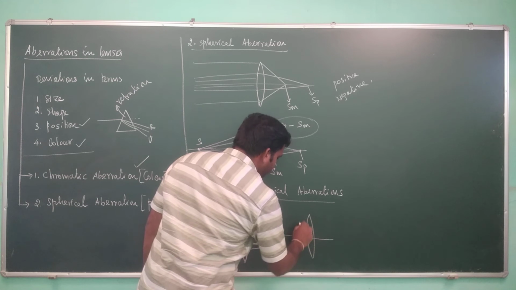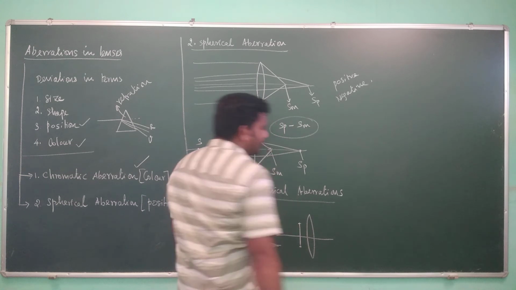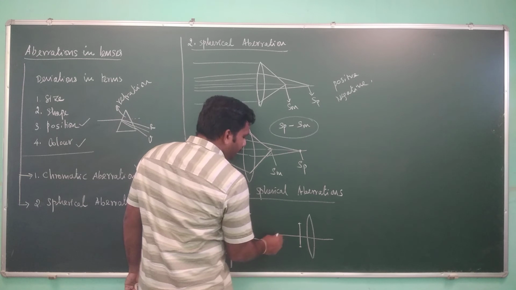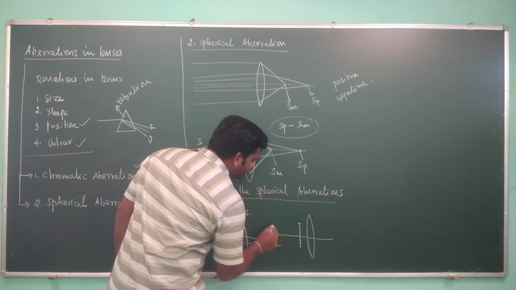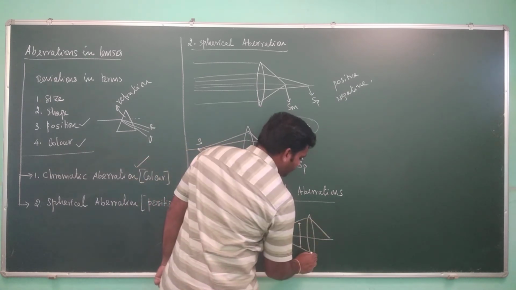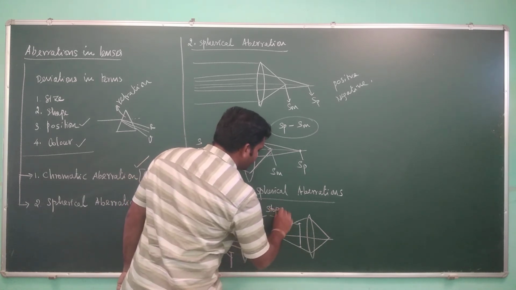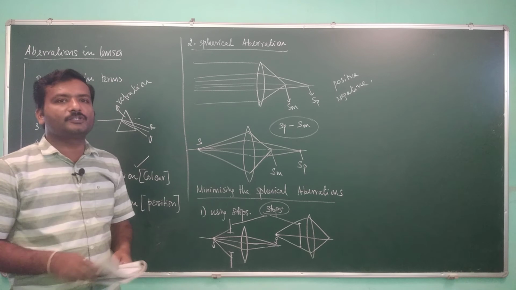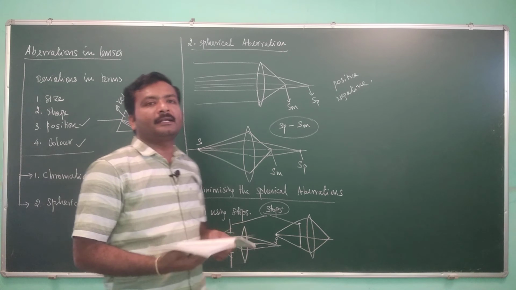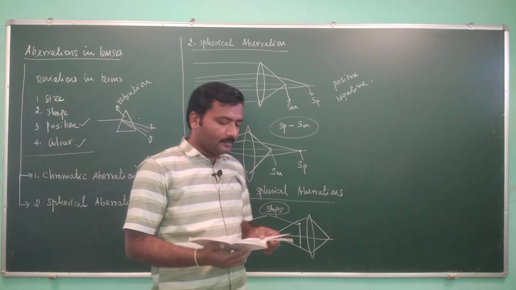I can apply a stop here, right? A stop is a non-transparent material that will prevent the passing of light through it. So there is a source, and it will allow only the marginal light ray, so it will be focused here. These are called stops: opaque material which prevents the light from passing through it. So one way is using stops, through which we can allow only the desired light ray, that is the paraxial ray or the marginal ray.